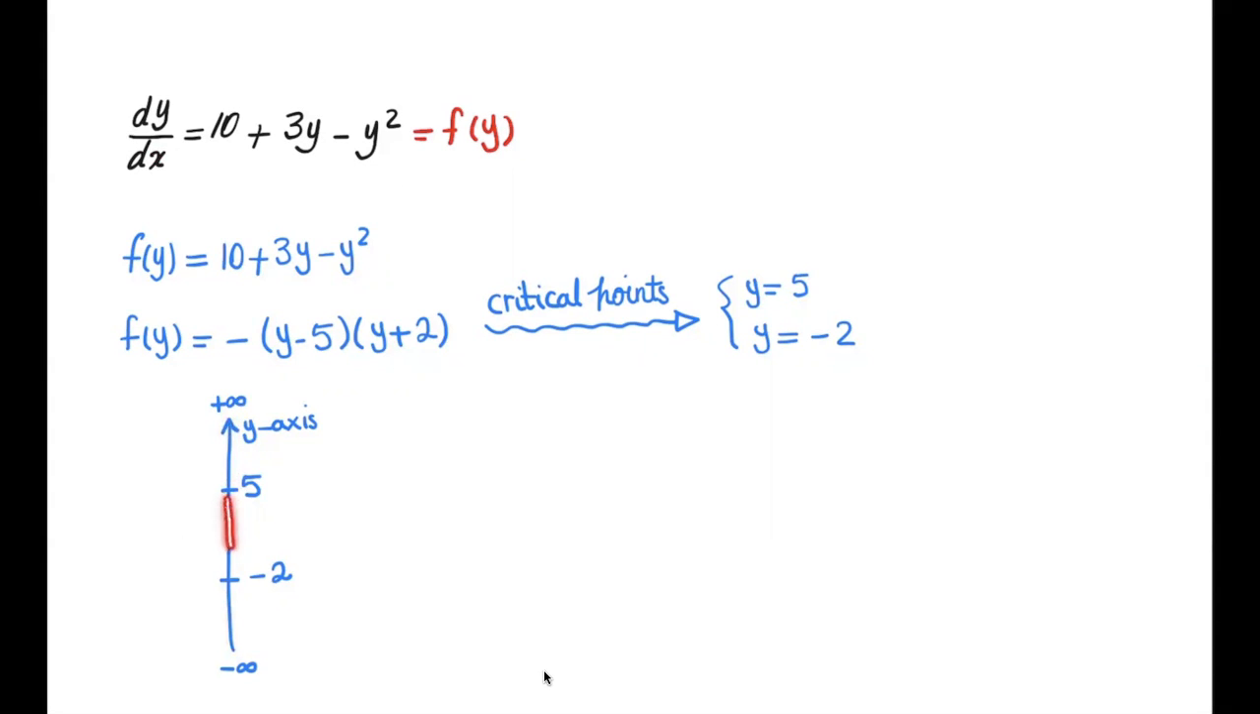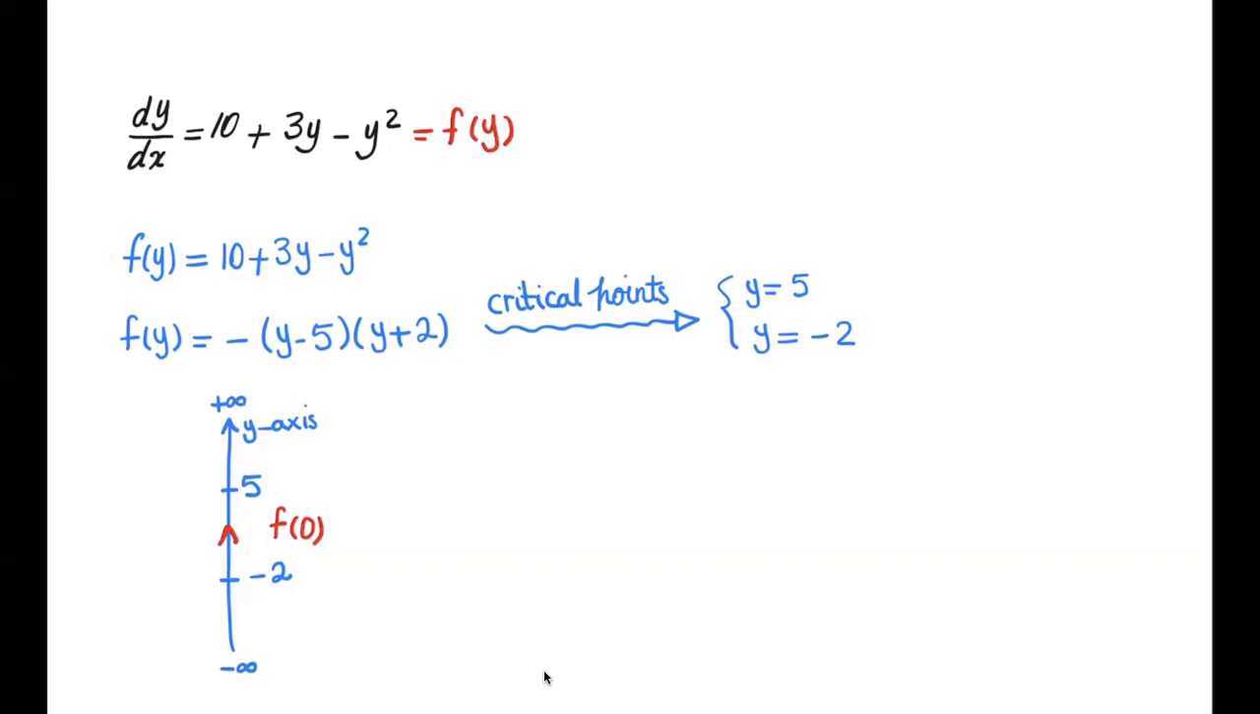So in this region from minus 2 to 5, we can pick a value for y. For example, we can pick y as 0, and we can put it in this equation. So if y is 0, this term will be negative, this term will be positive. And here we have a negative sign. So in total, this will be positive. So since it's positive in this region, it will be increasing.